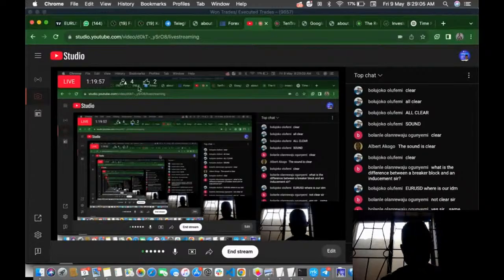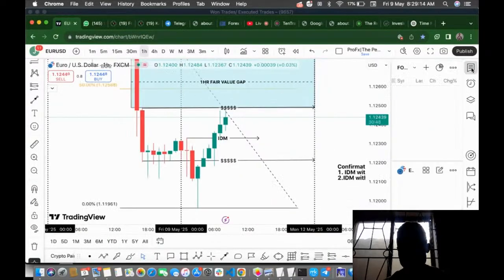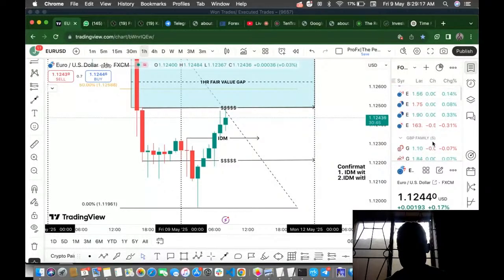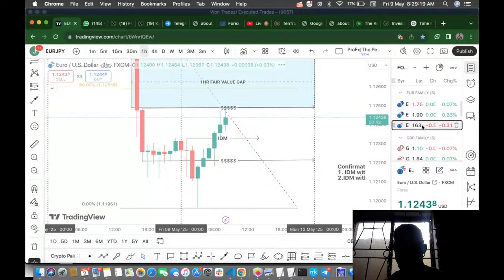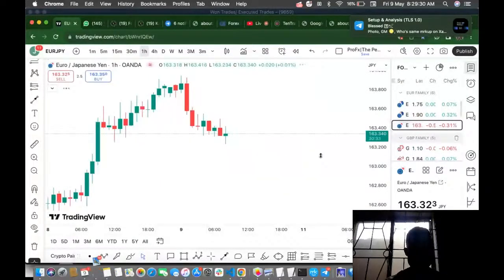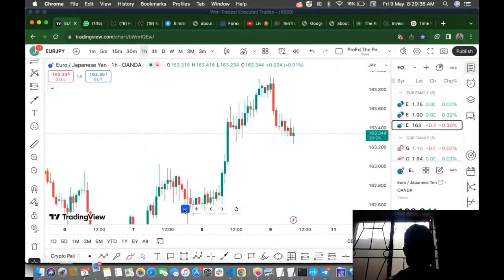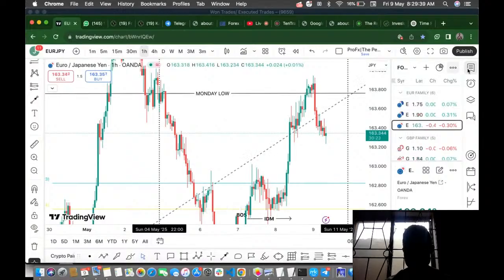Okay, Euro JPY. Let's look at Euro JPY and let's call it a day. Euro JPY is still bullish. Like I said, it's still bullish.